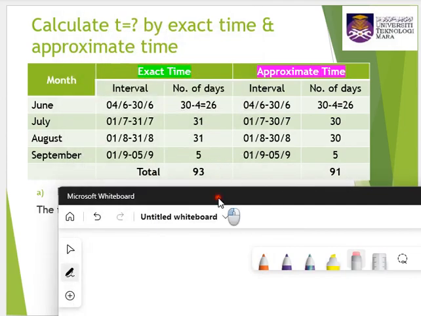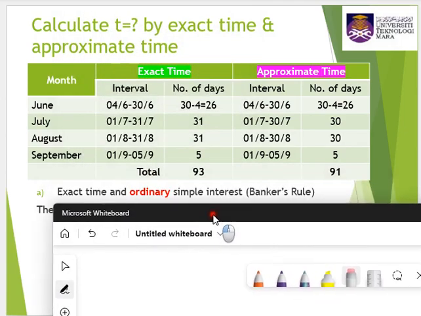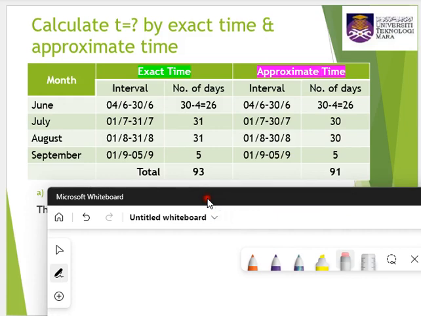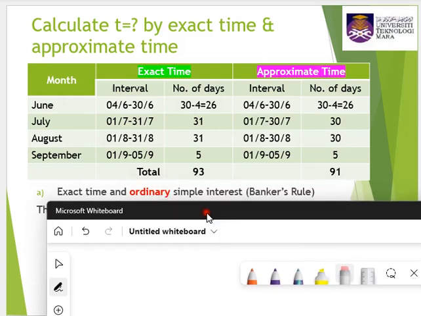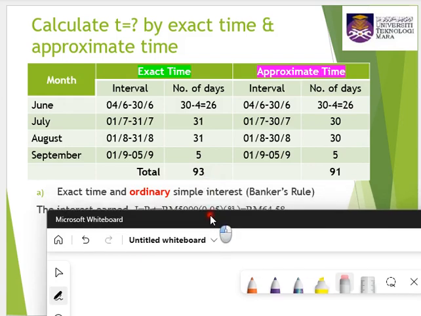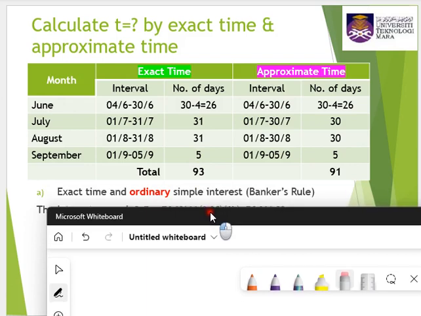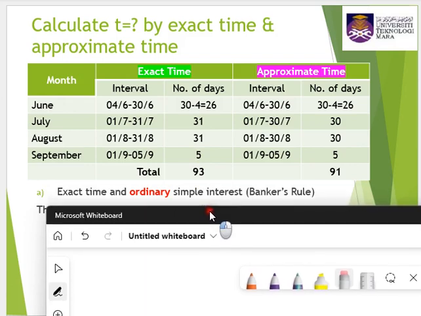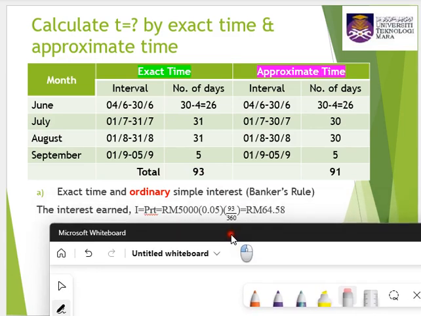Okay, so these are things that you may need to calculate first. For the A question, they already said exact time and ordinary simple interest. So you already know that you need to use the exact time here. Okay, so as usual, highlight the P value, the T, and the R. So for this, what is the T then? The T will be 93 days divided by 360 days. Why? Because ordinary simple interest.